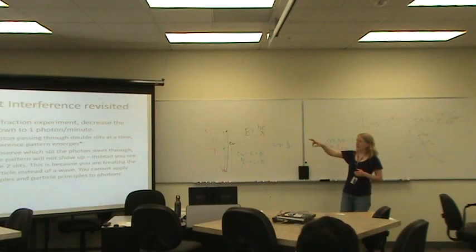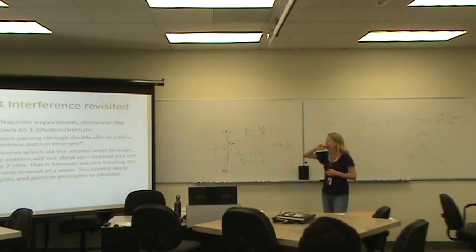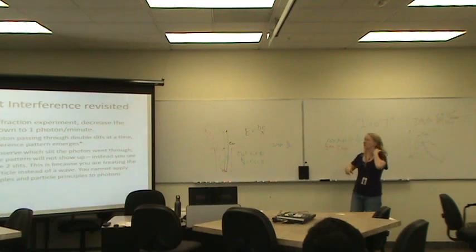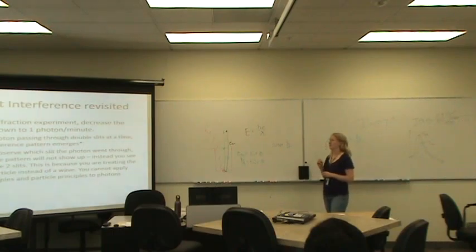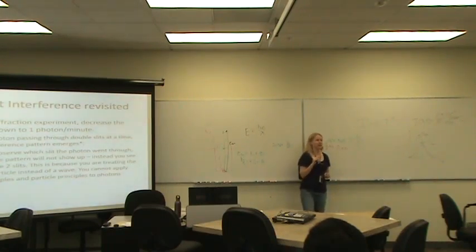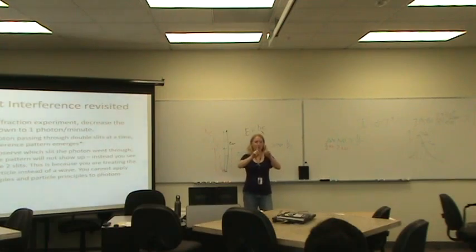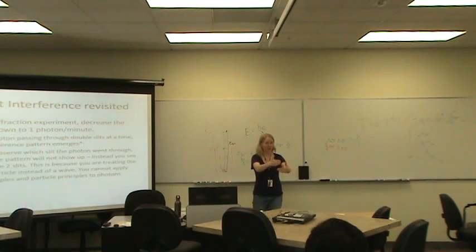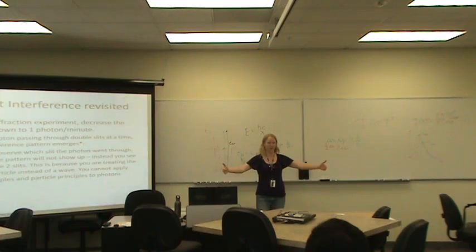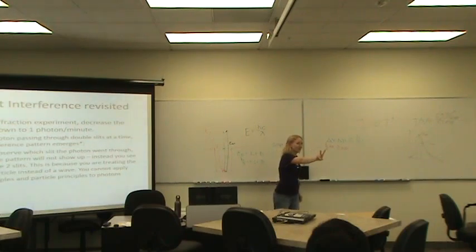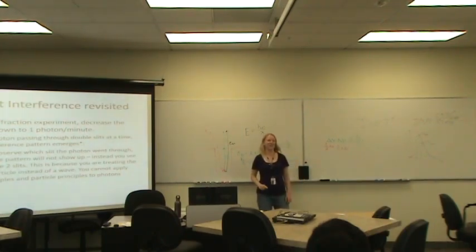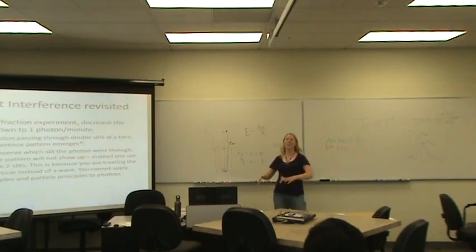So with the double slit, you've got two slits to go through. Just like with a diffraction experiment, if you decrease it to 1 photon per minute passing through 2 slits, you get an interference pattern. Remember, interference is where you have 2 waves of light coming through those slits. They interfere with each other. That's what you get, an interference pattern on the screen. So when you send 1 photon through 2 slits, you get an interference pattern. I'm trying to emphasize what's happening because that's weird.